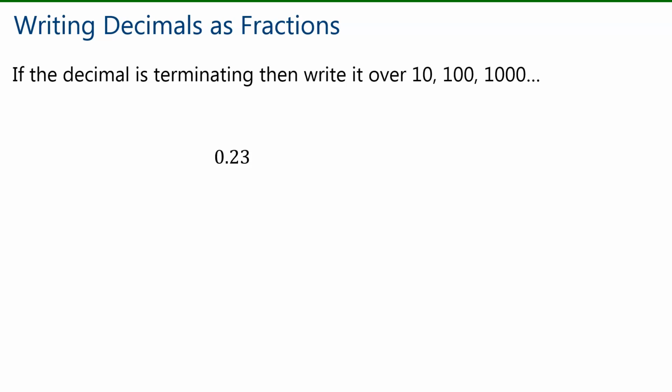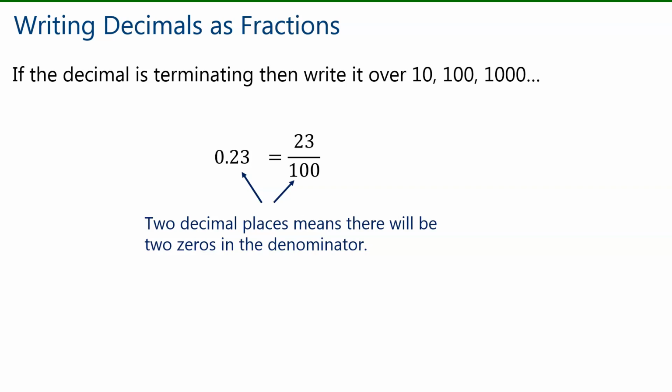So for 0.23, if I read that as 23 hundredths, you'll see that we write it over 100. Now another little shortcut is to look at how many decimal places there are. 0.23 has 2 decimal places, so that means that there'll be 2 zeros in the denominator. Now whenever we're dealing with fractions, we always need to reduce if possible. So here, 23 over 100 can't reduce, so we'll leave it like that.